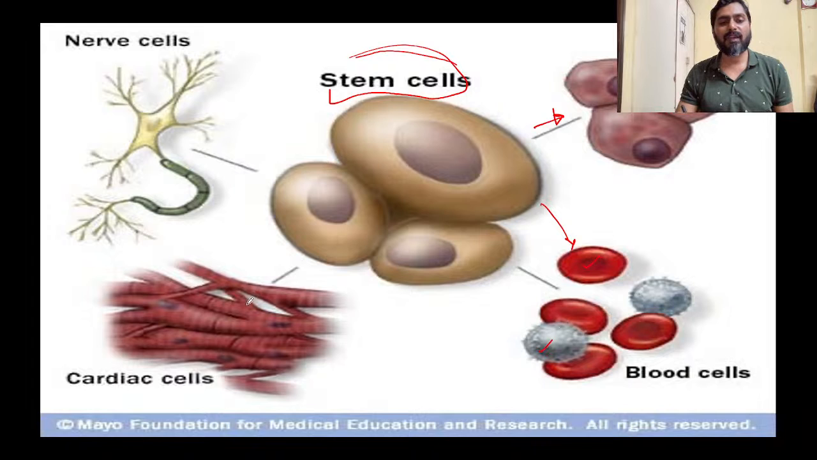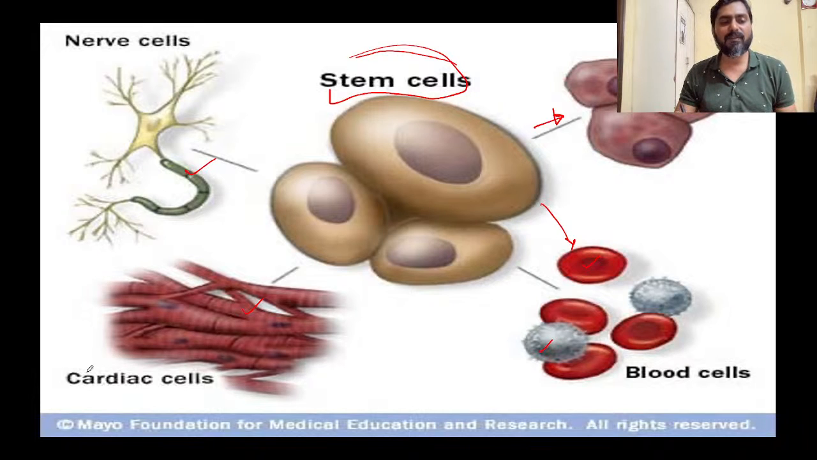Some of them can become your cardiac cells. Cardiac cells means the heart cells. Some of them can become nerve cells, bone cells, brain cells, or any other type of cell that you can imagine. So these stem cells have the capacity to become different types of cells.